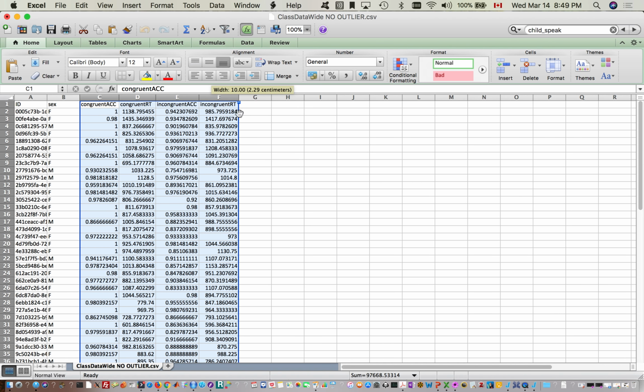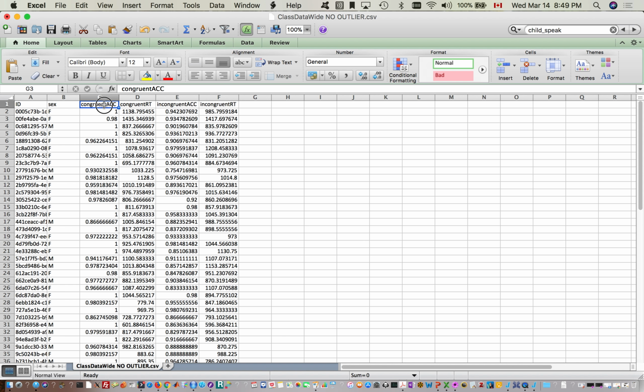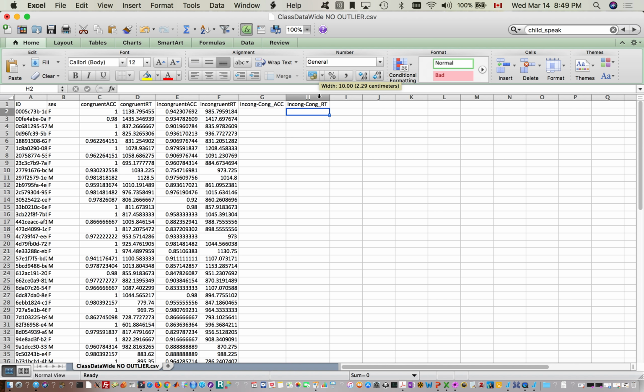What you might have noticed is that we're actually interested in the difference between these things. So we could actually calculate the difference between the accuracy trials here. So we're going to say incong minus congruent accuracy. And then we can also say incong minus congruent reaction time. So the difference between these things, and you can say equal.